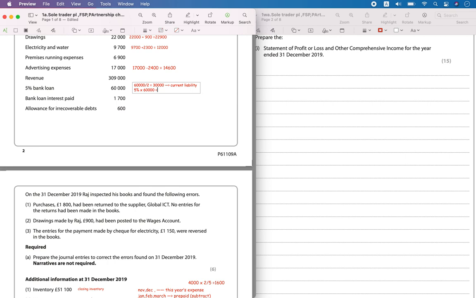Now let's write the bank loan interest paid. 5% of 60,000 is equal to 3,000. So this is the bank loan interest that needs to be paid this year. But as we see, they have paid only 1,700 of bank loan interest. So the rest is considered as accrued. So 1,700 plus 1,300, that is equal to 3,000, is the bank interest expense, out of which 1,300 is an accrued expense, which we'll account for in the statement of financial position.